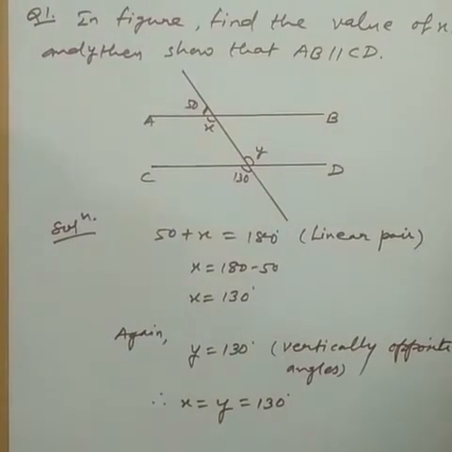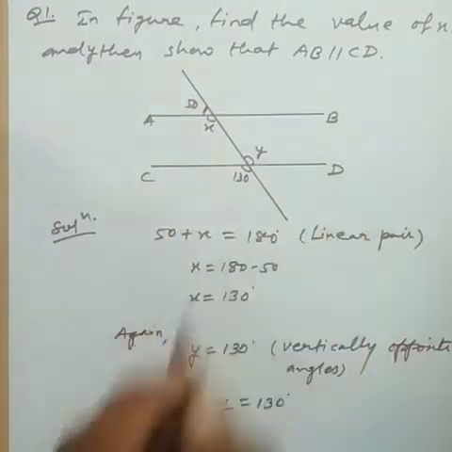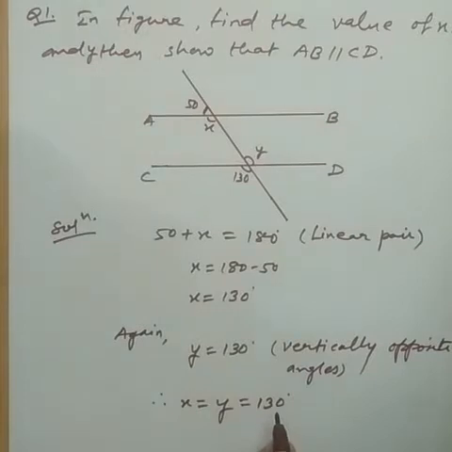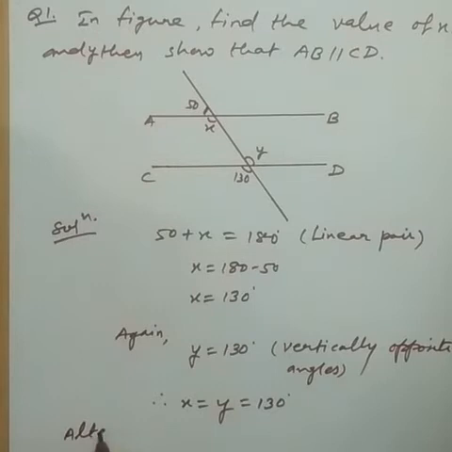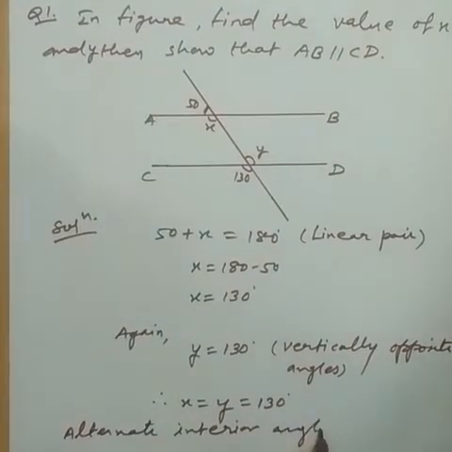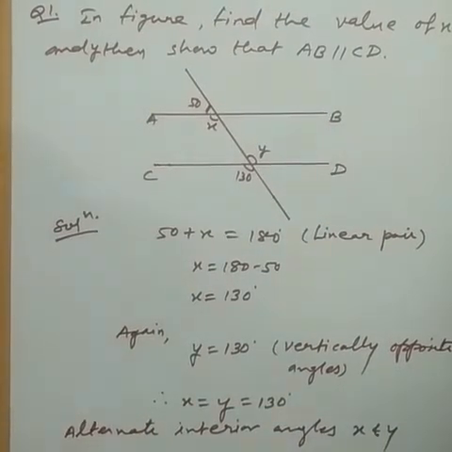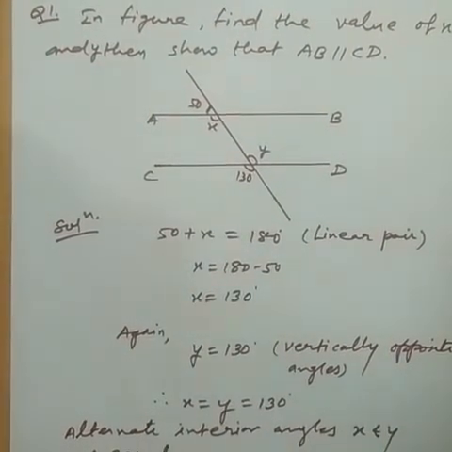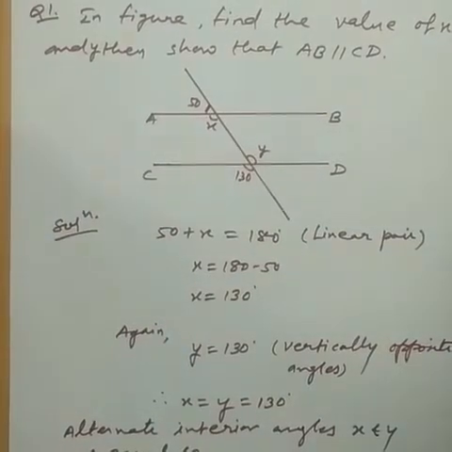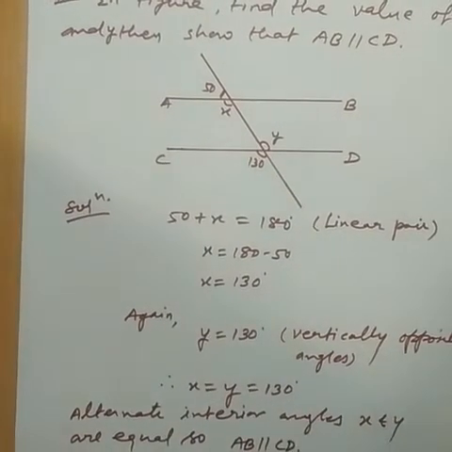x and y are alternate angles in the two lines AB and CD, and these are equal. So alternate interior angles x and y are equal, so the lines are parallel, so AB is parallel to CD.